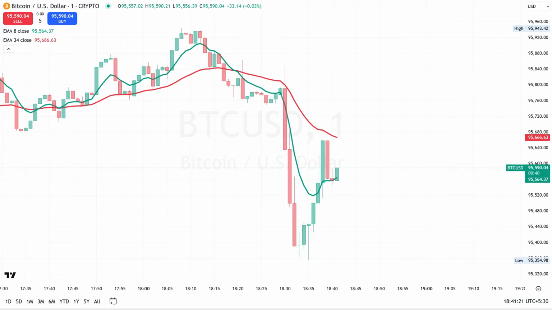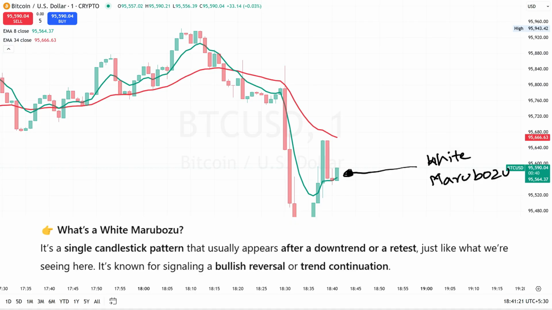Now here's where it gets interesting. The price is trying to push higher again, and I just noticed something important. White Marubozu candle is starting to form right here. What's a White Marubozu? It's a single candlestick pattern that usually appears after a downtrend or a retest, just like what we're seeing here. It's known for signaling a bullish reversal or trend continuation.